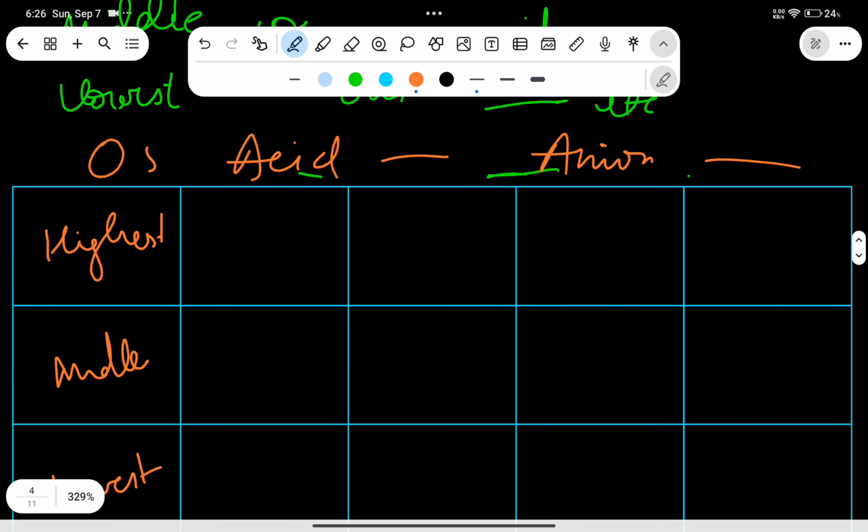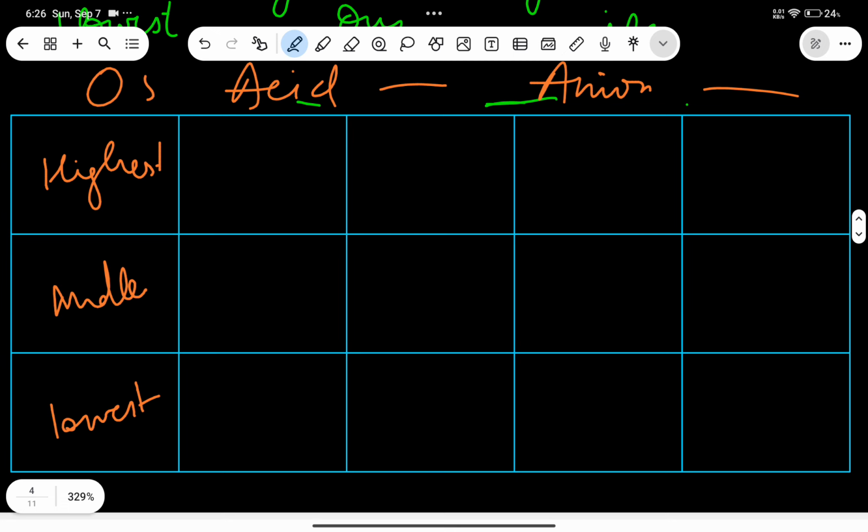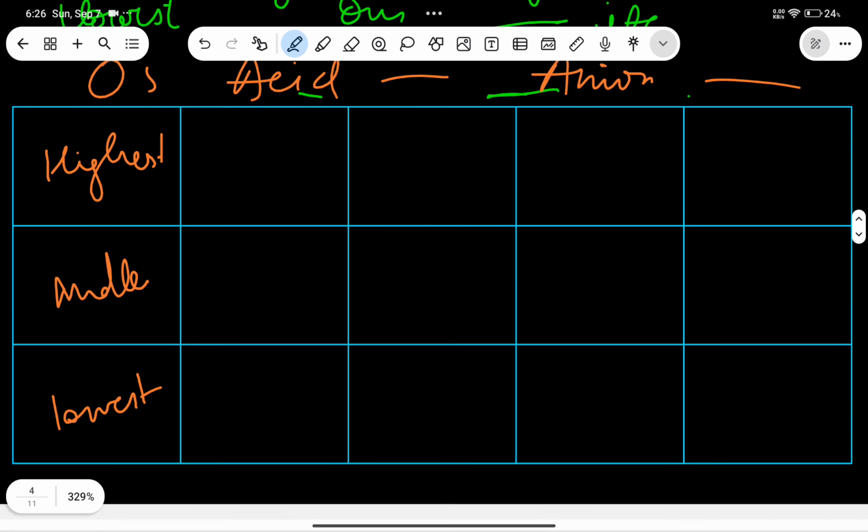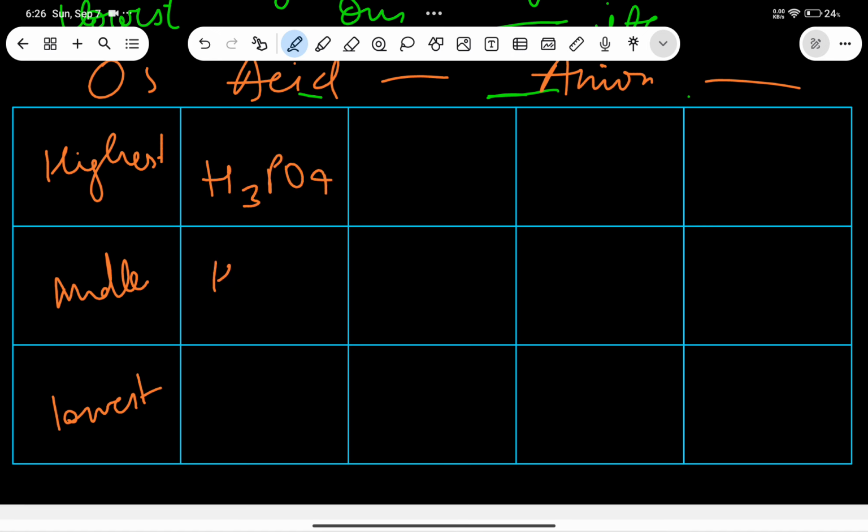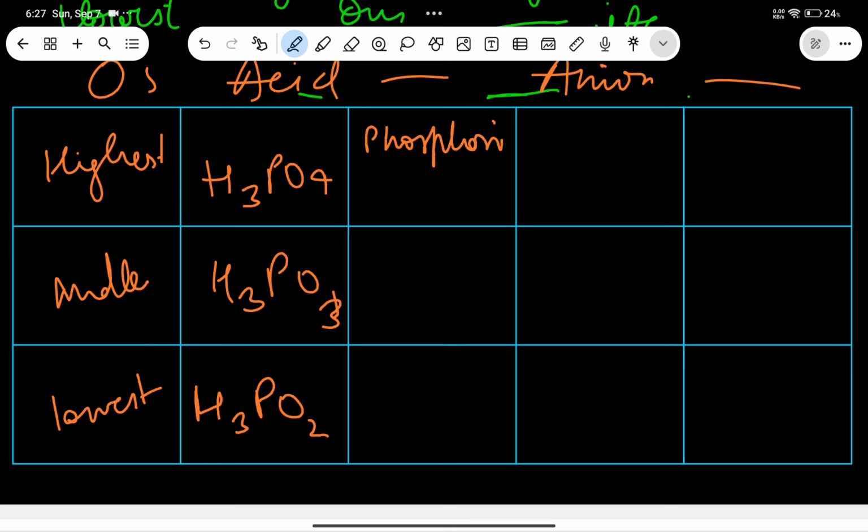So the name of the acid here, because we have to take 3 examples, would be H3PO4, H3PO3, and then H3PO2. So the name of the acid, how will we name it? Highest oxidation state, so it will end with "ic", so it will be phosphoric acid.